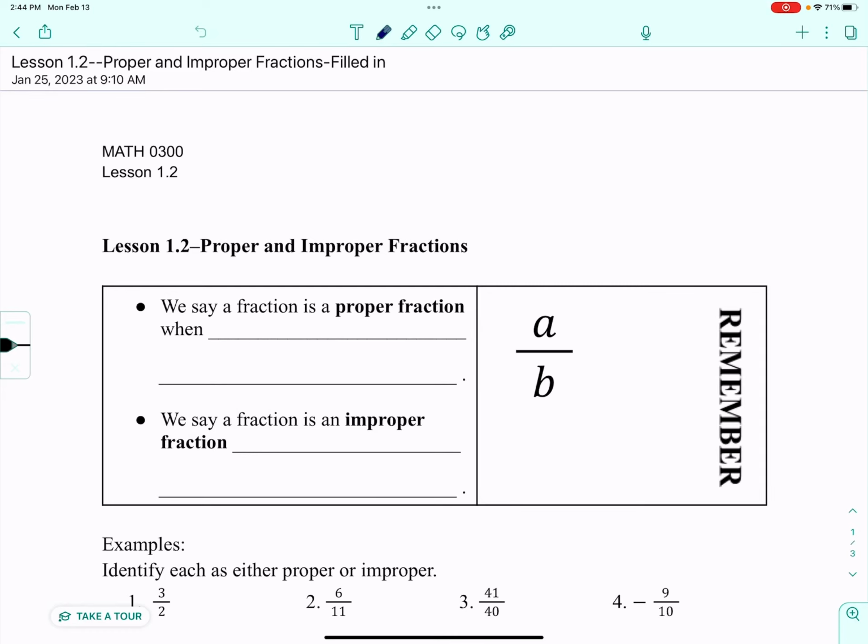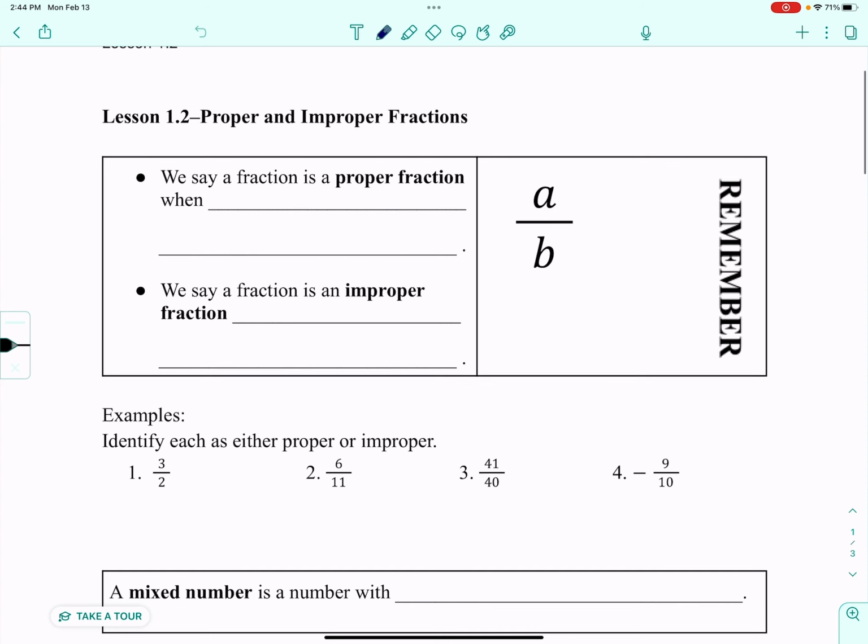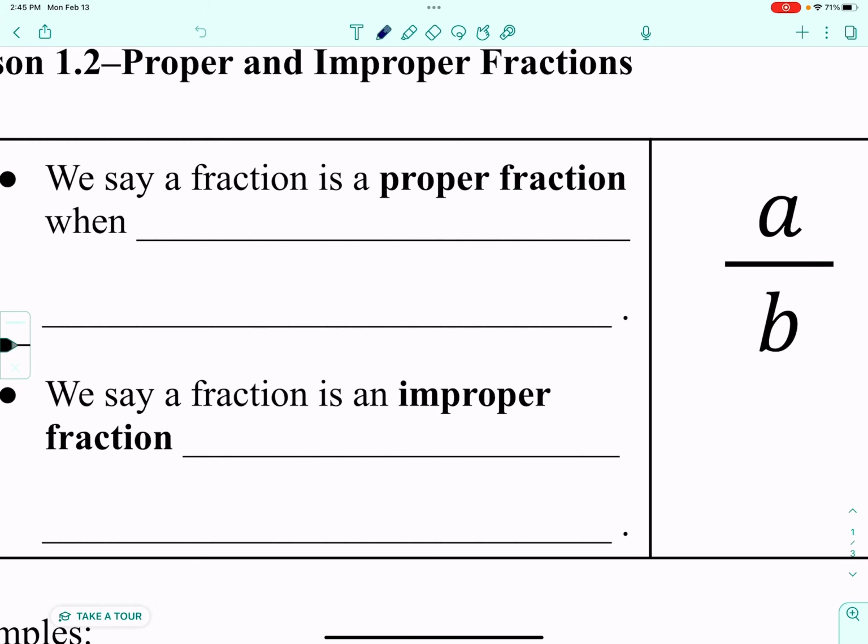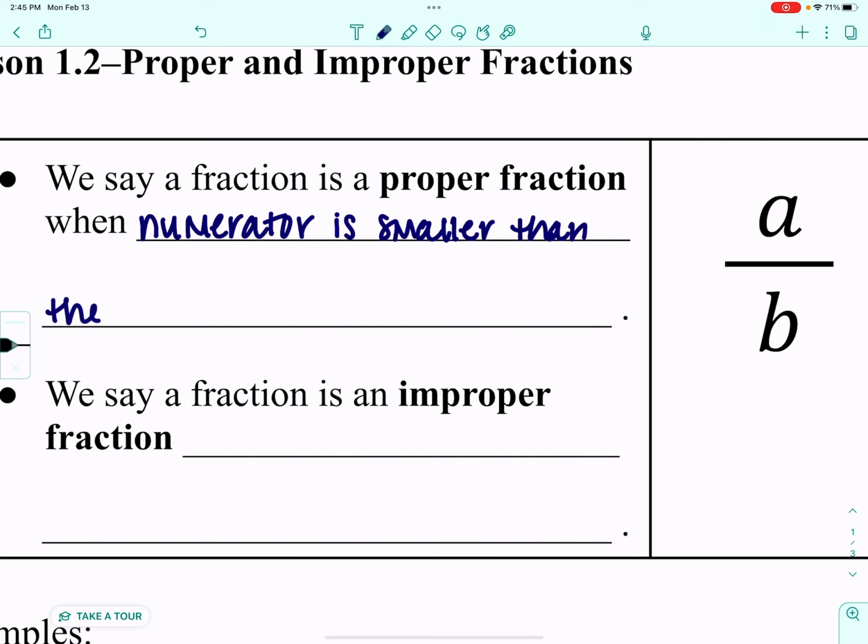Now, I know everybody loves fractions, so let's jump right in to a lesson over proper and improper fractions. We say that a fraction is a proper fraction when the numerator is smaller than the denominator.